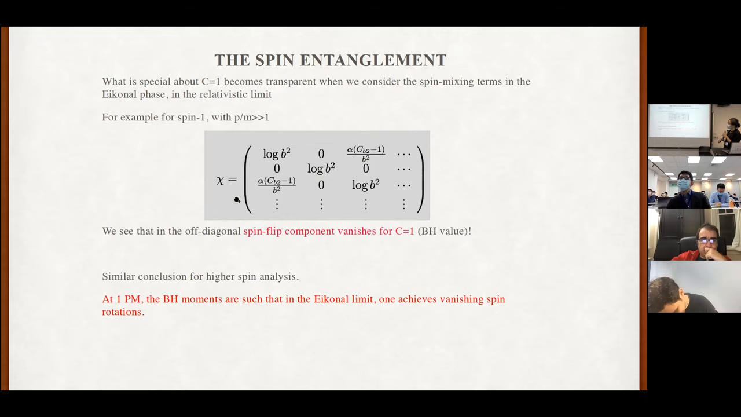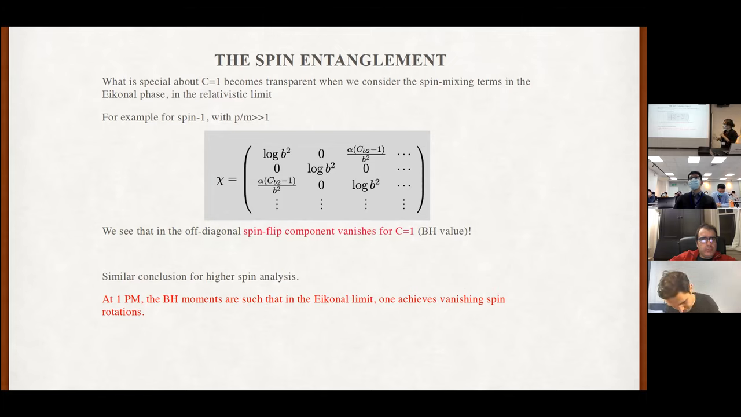So that explains why the entanglement entropy didn't change, because the spin flipping part of the eikonal phase just vanishes. Which means that whatever spin state you come in with, it's going to be exactly the same spin state when you go out, because the spin flipping part is zero. But this is only after you do the computation, get to the final result, and look at things on the shell. So it appears that the vanishing of the spin entanglement seems to be what characterizes what is special about this black hole bound.